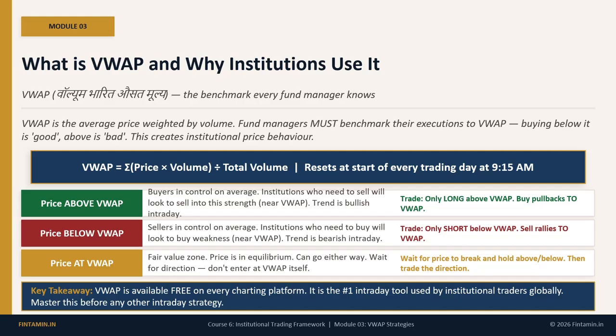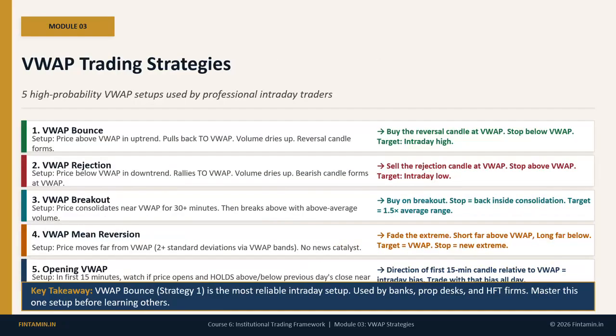Price at VWAP is equilibrium. Wait for a clear break and hold above or below before committing to a direction. The majority of intraday volatility happens around the VWAP level. VWAP trading strategies. There are 5 proven VWAP setups. I use them in my own trading. Let me tell you all the 5 strategies.